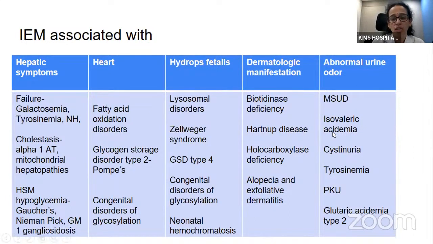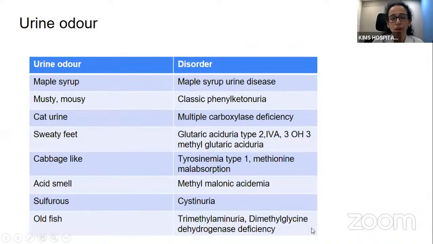Abnormal urine odors are seen in maple syrup urine disease, isovaleric acidemia, cystinuria, tyrosinemia, phenylketonuria, and glutaric acidemia type 2. So coming to the different urine odors in IEMs. In MSUD, the odor will be like maple syrup only. Musty and mossy odors are seen in classic phenylketonuria. Cat urine type odor is seen in multiple carboxylase deficiency.